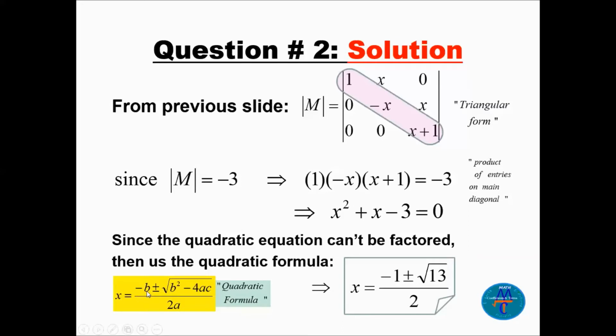So x will be minus b plus or minus the square root of b squared minus 4ac, divided by 2a. What are a, b, c? A is the coefficient of x squared. B is the coefficient of x. And c is the constant, minus 3. So this is the value of x now. So x will be minus 1 plus or minus the square root of 13, divided by 2.